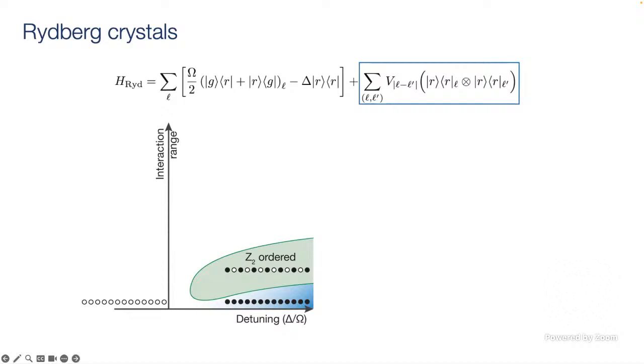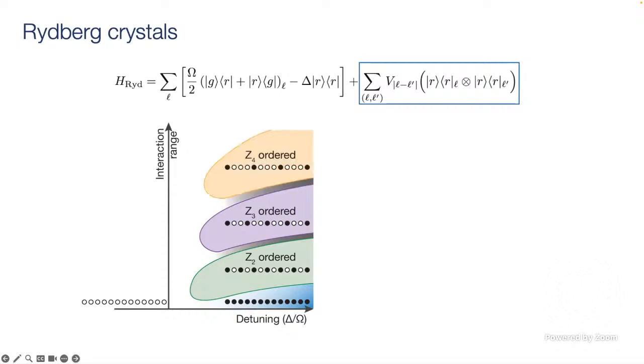Now, if the interactions are so strong that not only nearest neighbors, but next nearest neighbors are blockaded, you end up in the so-called Z3 state where you have Rydberg, ground, ground, Rydberg, ground, ground, and so on. And you can construct these Z4 ordered states. So then the question is, how do you actually prepare these states experimentally?